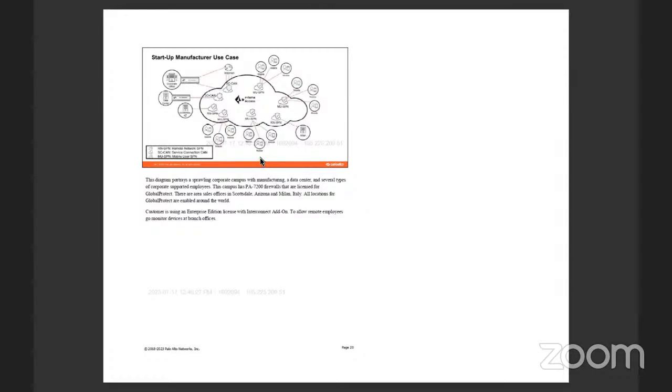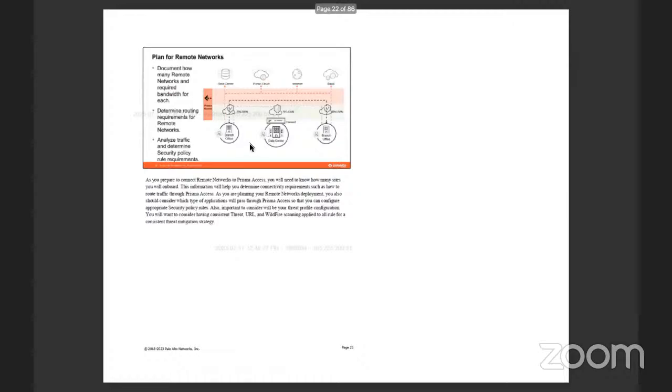These are the use cases. Plan for remote networks. Remote network planning will be done on the basis of bandwidth requirement in each and every location. How much is the bandwidth needed? So this is important. Once this is finalized, then only we should be onboarding the remote network.